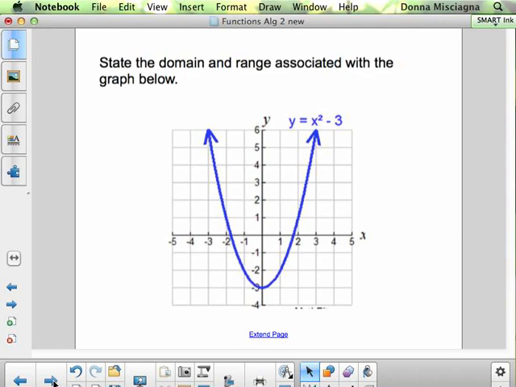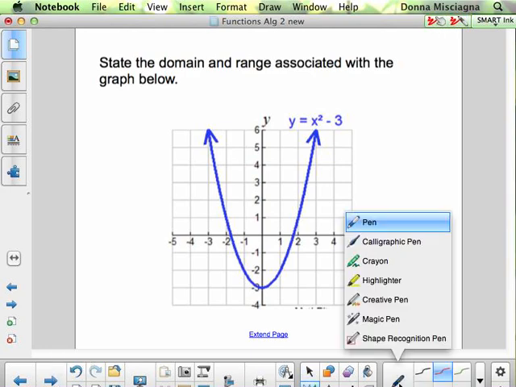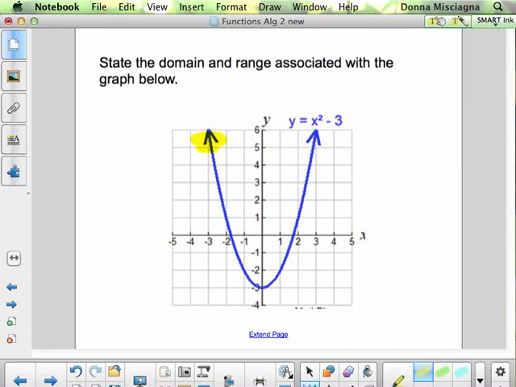State the domain and range for the graph. All right, we've got arrows on both ends. I'll highlight the arrows on both ends. So on the x, our function is going to keep moving to the left. Our function is going to keep moving out to the right. So let's do the domain.